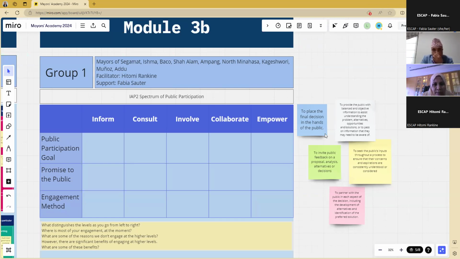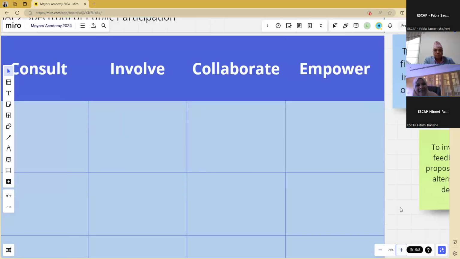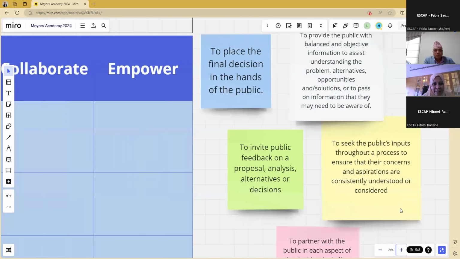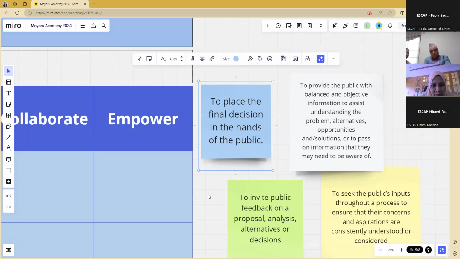So we have to stick on the right side to the table, right? Yeah, because we cannot see the sticker on the right side because it's too small. Okay, Fabio, it's very small. I cannot read. Yeah, thank you. On the right side, yeah, that one. Right, great. Yeah, thanks. Okay, to inform, balanced objective information.